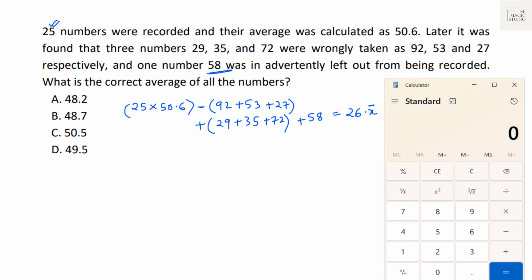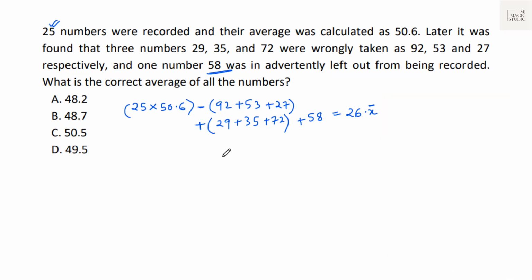That's it. I'm using the on-screen calculator. Let's see. 25 into 50.6 is 1265, minus 92, minus 53, minus 27, plus 29, plus 35, plus 72, plus 58. 1287 divided by 26 will give 49.5. So the new average would be 49.5. That is in option D.